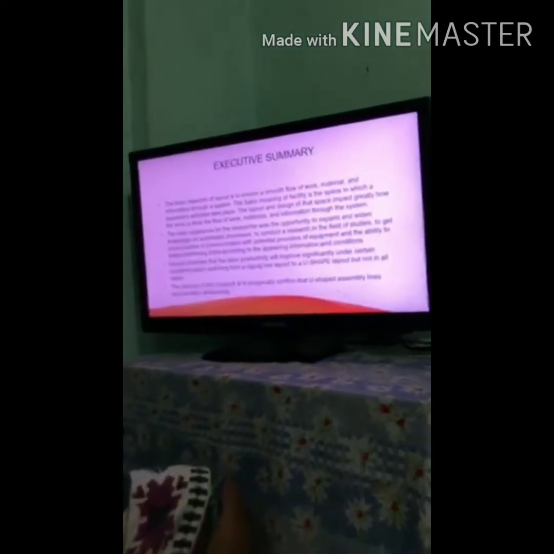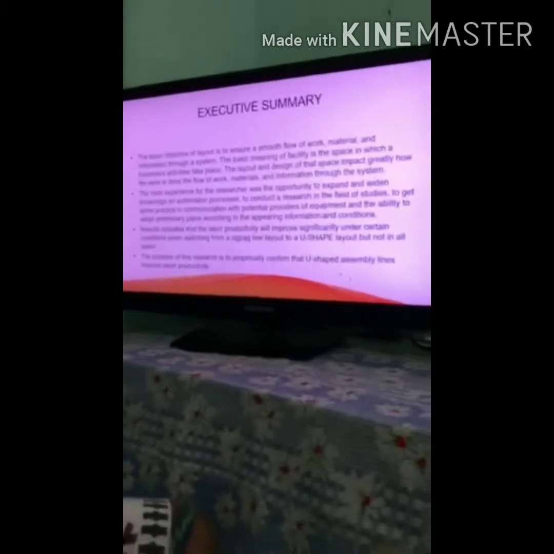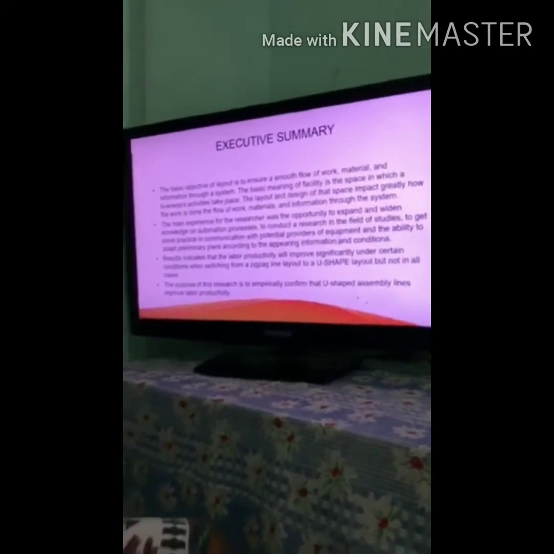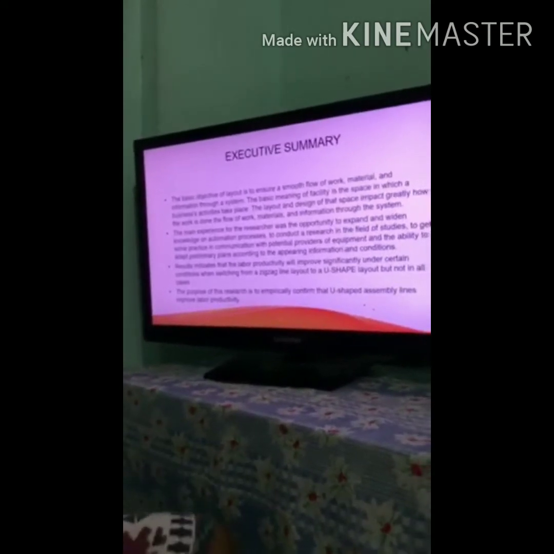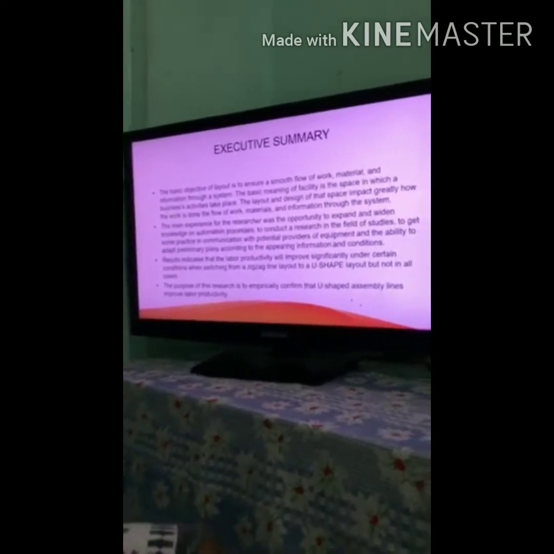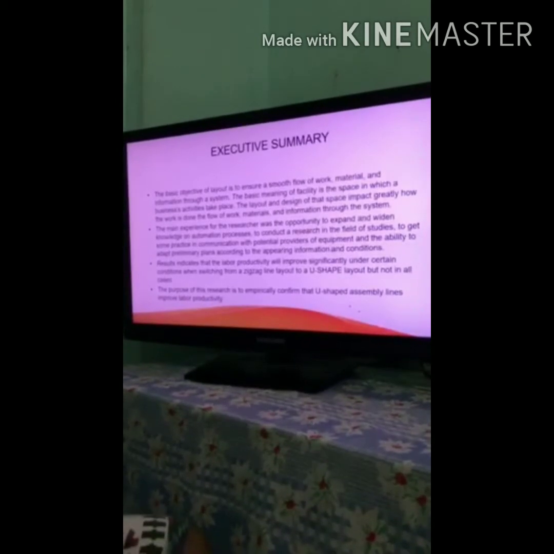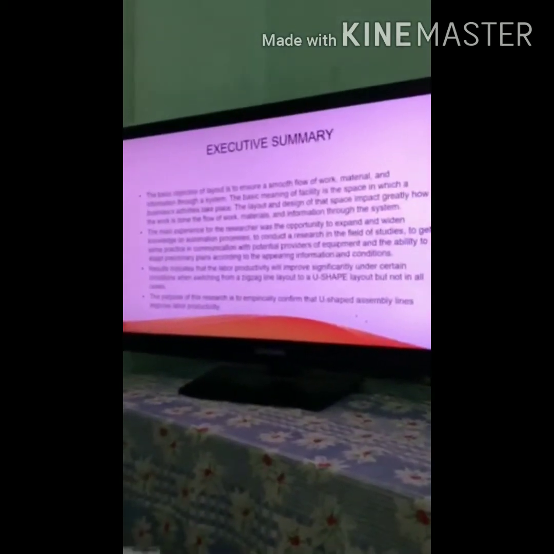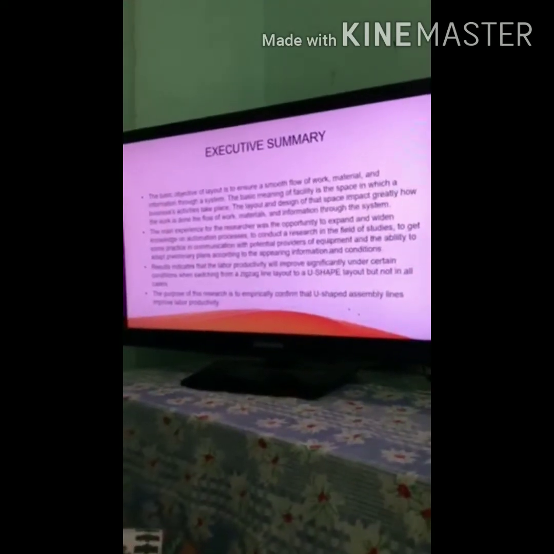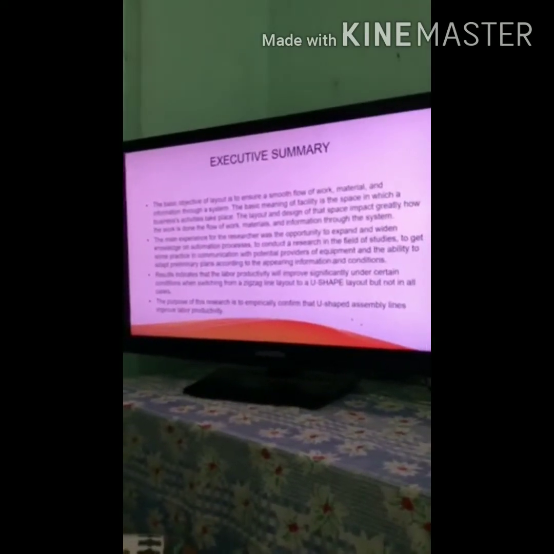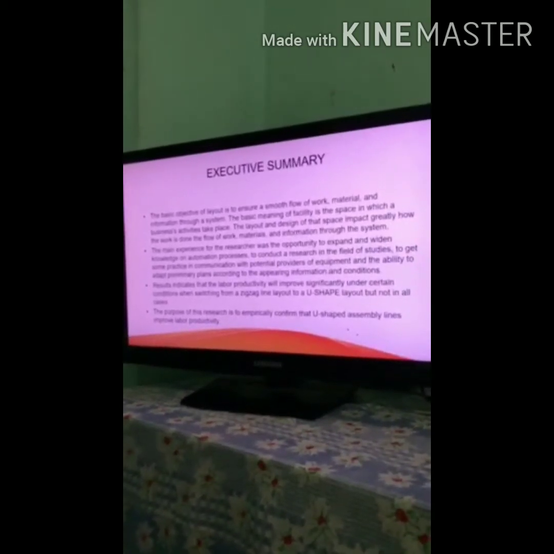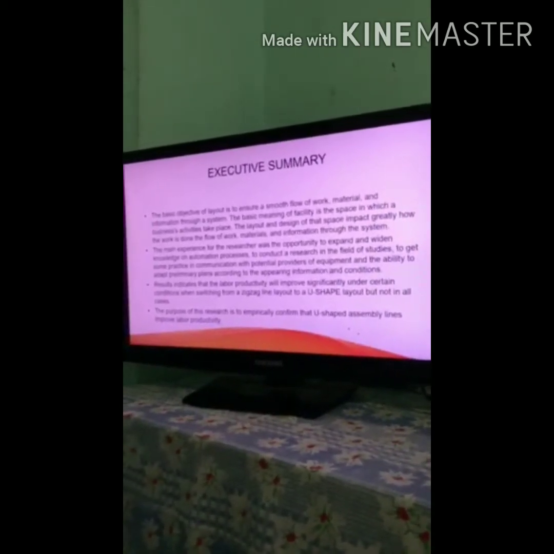So the executive summary is: the basic objective of layout is to ensure a smooth flow of work, materials, and information through the system. The basic meaning of facility is the space in which business activities take place. The layout and design of the space greatly impact how the work is done, and the flow of work, materials, and information through the system.